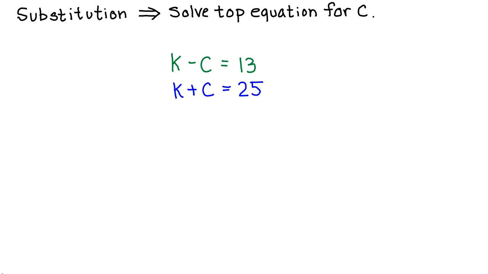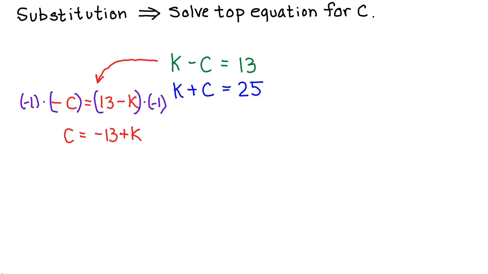You chose here to do substitution and to solve the top equation for c in order to carry that through. So to solve the top equation for c, you would first need to subtract k from both sides, so negative c equals 13 minus k, and then you would need to multiply both sides by -1. You end up with c equaling negative 13 plus k. You could also rewrite that as c equals k minus 13.